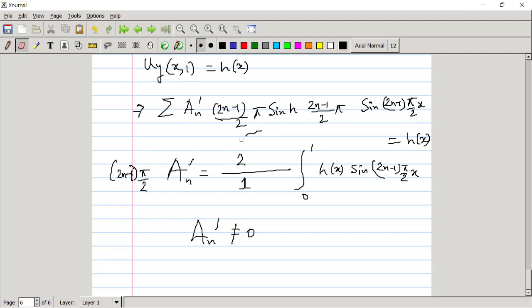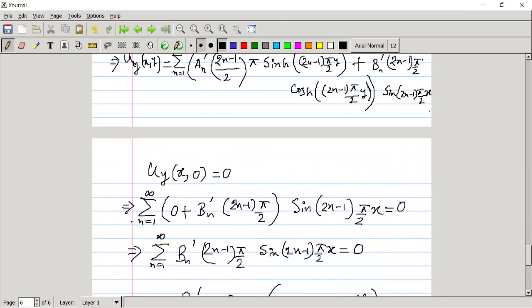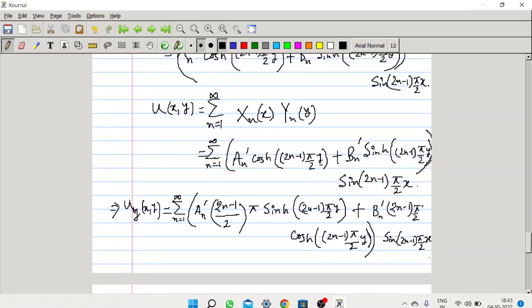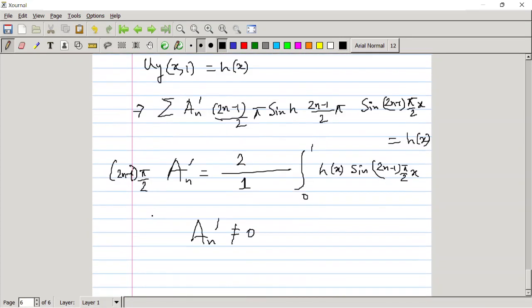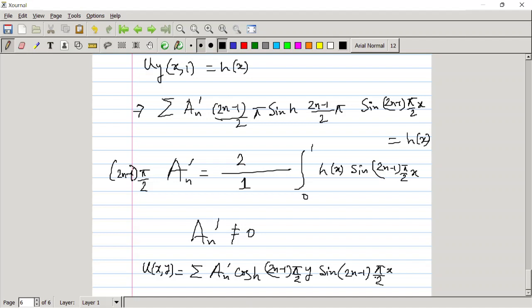So now I will get the answer here. My answer is uxy: only the a n dash term is there, the b n dash term is 0. So let me write what uxy is. uxy is the summation of a n cos hyperbolic (2n minus 1) pi by 2 into y, sine (2n minus 1) pi x by 2. Okay, so this is my answer.